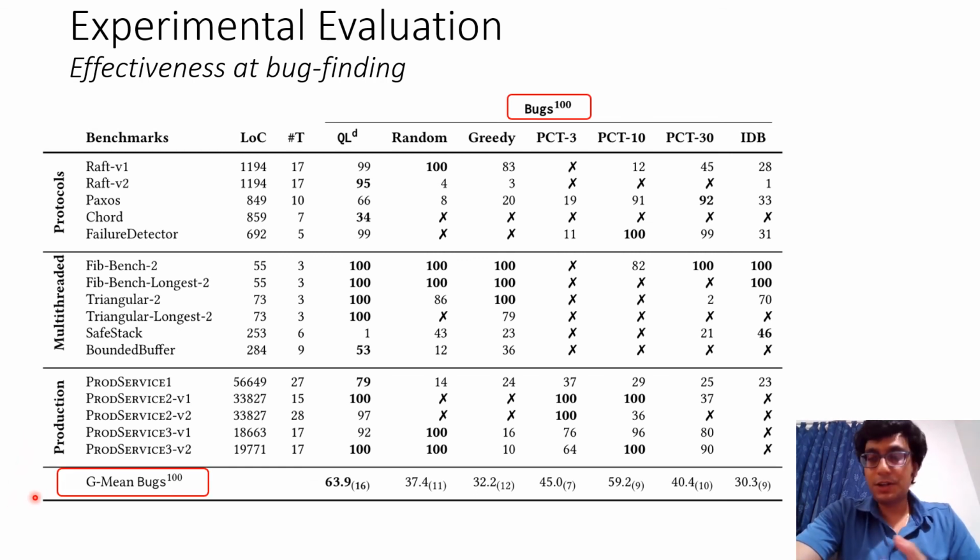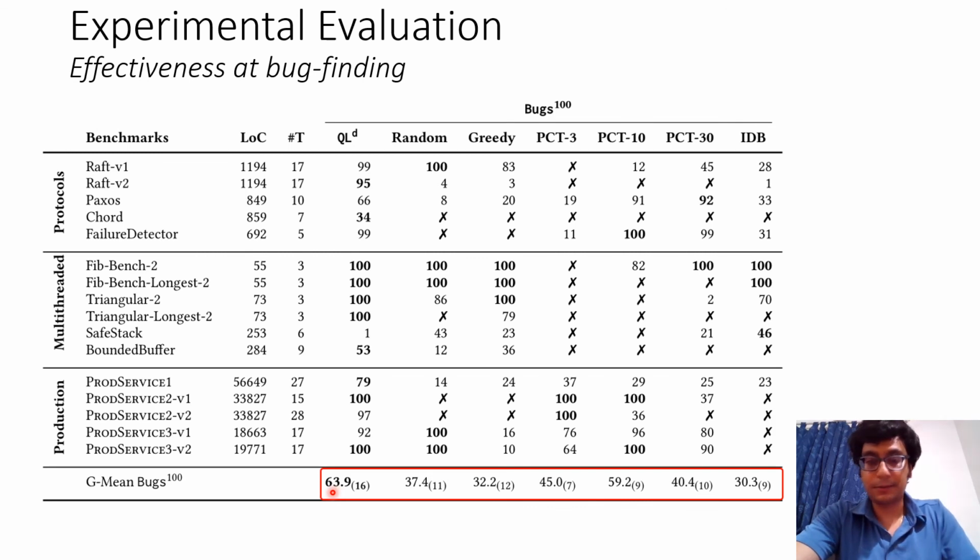So our evaluation metric primarily was bugs 100. So we invoked the scheduler 100 times with a particular scheduling strategy, and we report the number of times that strategy was able to find the bug out of the 100 invocations. And we also report the geometric mean of this metric. The number in the subscript denotes the total number of applications where the scheduling strategy found a bug. And we observe that QL was able to find bugs in all 16 applications, and it also resulted in the highest bugs 100 metric.